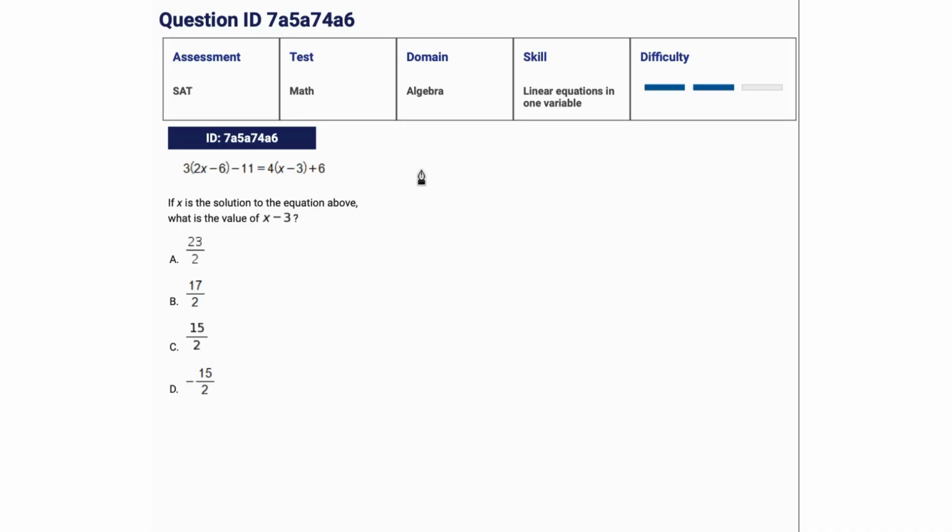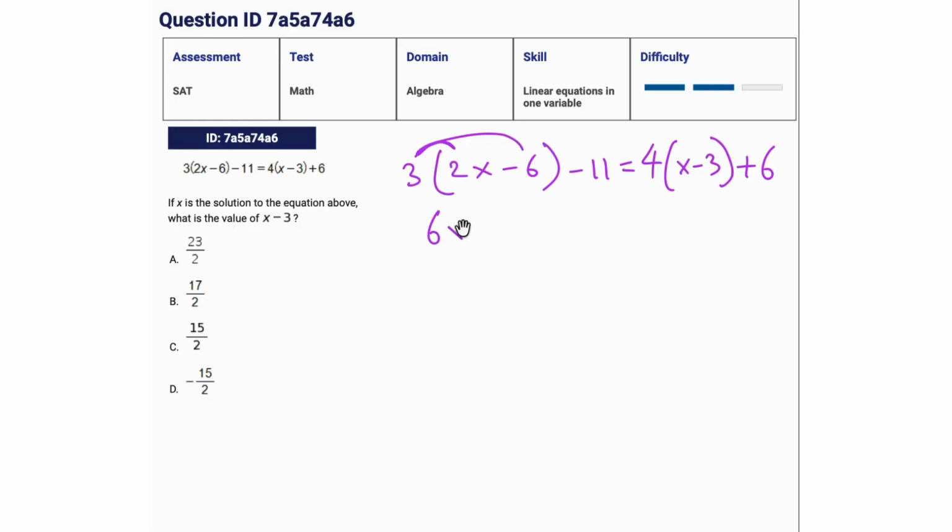Okay, so we have been given, let's just rewrite this equation. 2x minus 6 minus 11 equals 4x minus 3 plus 6. All right. So here, if you solve this normally, I would first multiply 3 here with 2 and multiply 3 with 6. So let's just do that first. 3 times 2, 6x minus 18.